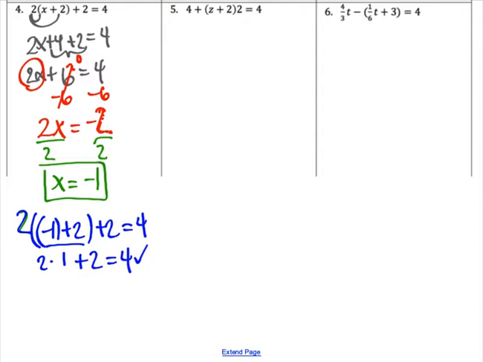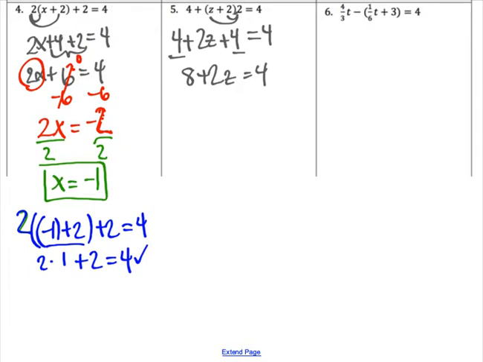First step, simplify both sides. Well, the 4 is already simplified. Over here, looks like I'm going to have to distribute the 2 into the parentheses. This 4 doesn't change. 2 times z is 2z, and 2 times 2 is 4. We can continue simplifying. 4 plus 4 is 8. 8 plus 2z is 4.